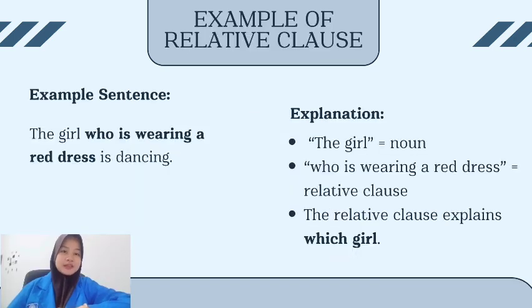Let's look at an example sentence using a relative clause. The example sentence is: the girl who is wearing a red dress is dancing. In this sentence, the girl is the main noun. Who is wearing a red dress is the relative clause providing additional information. This relative clause explains which girl is dancing. So it's not just any girl, but specifically the girl wearing a red dress. With the relative clause, we know exactly which girl is being referred to.